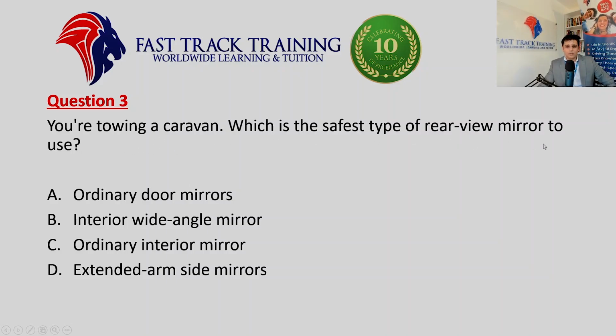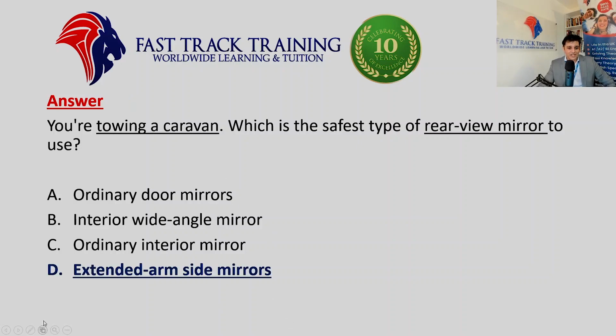Which is the safest type of rear view mirror to use? Ordinary door mirrors, interior wide angle mirror, ordinary interior mirror, extended arm side mirrors. The correct answer here is extended arm side mirrors. So you're towing a caravan. The safest type of rear view mirror is the extended arm side mirror.